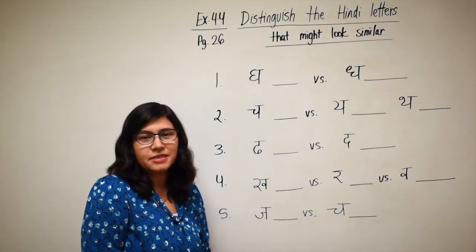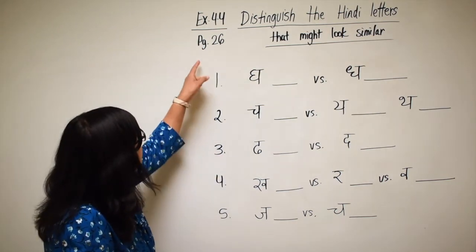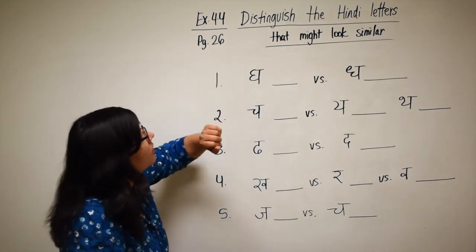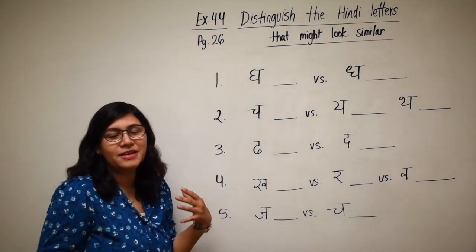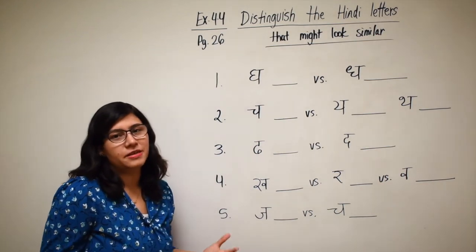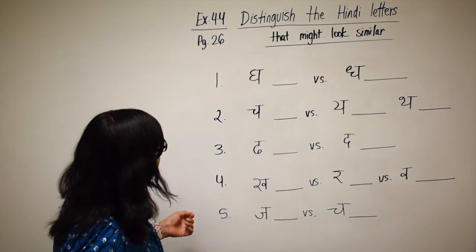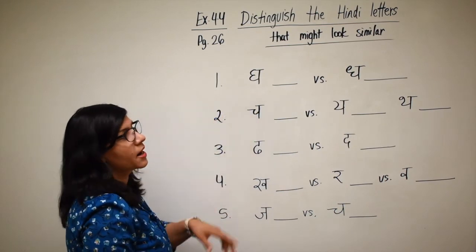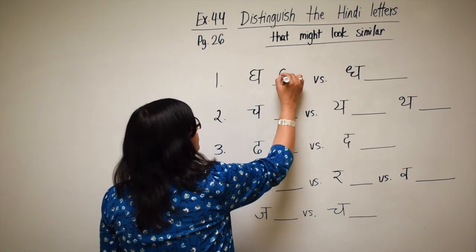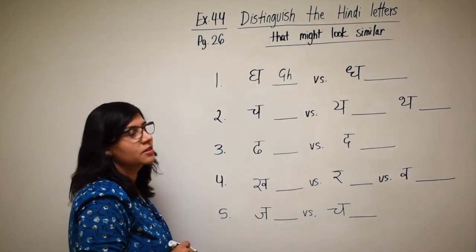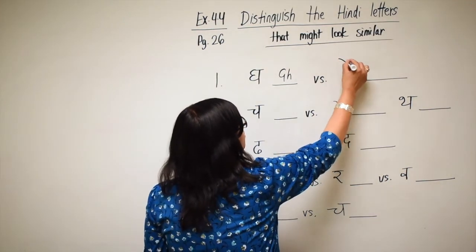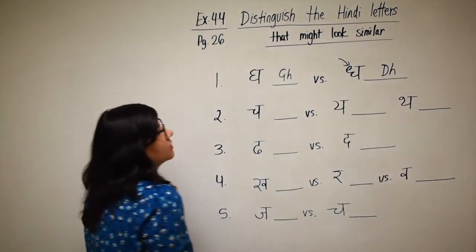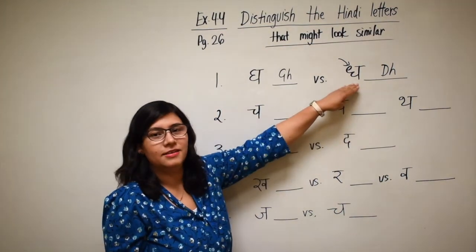So to enable us to read Hindi and write Hindi better, I'm referring to an exercise in Practice Makes Perfect Basic Hindi, exercise 4.4, page 26. This exercise distinguishes the Hindi letters that might look similar, but their sounds and shapes are completely different. So for instance, we have five examples here. This letter versus this letter. Okay. So this one, as we might recall, is gh. Okay, so that's basically like a gh sound. And then this one, the only difference is this loop, you know, which we don't cover. So that is a dh sound. Gh versus dh. Okay.